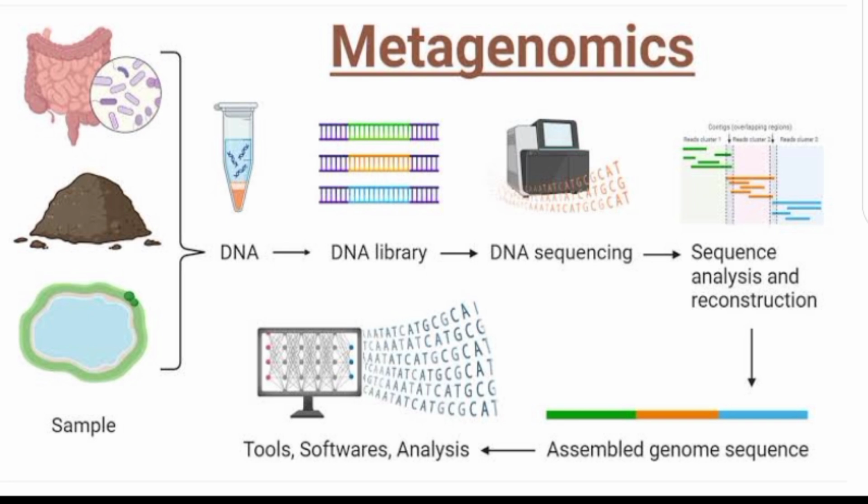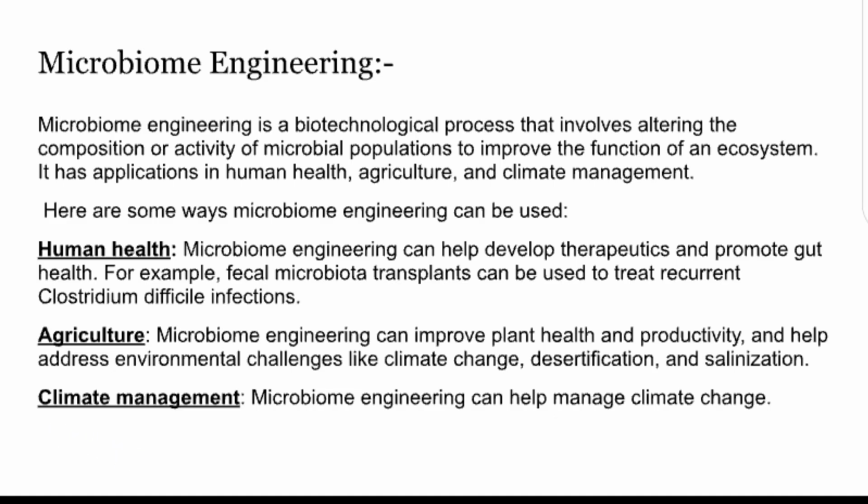Then the fifth step is to assemble the genome sequence, and then use tools and software to analyze the final genomic sequence. Which tools do we use in DNA sequence analysis? That is the Basic Local Alignment Search Tool, and also various types of devices or software used to analyze the sequence of a gene. So this entire process, all these steps, come under the heading of metagenomics.